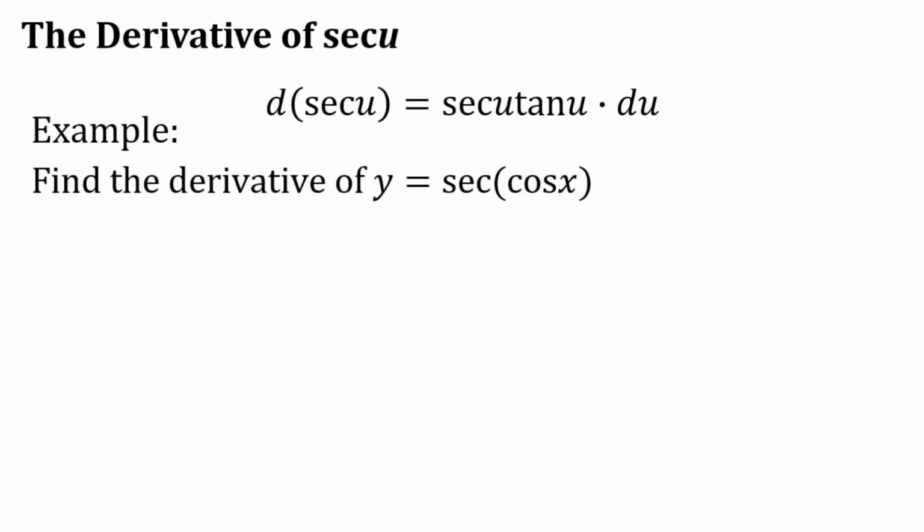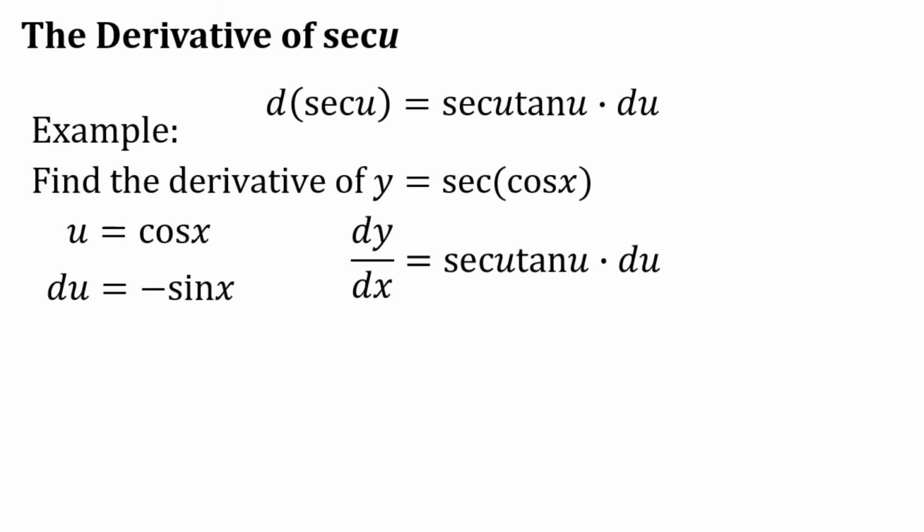Now let's have the derivative of secant u. The derivative of secant u is equal to secant u tangent u times du. For example, find the derivative of y equals secant cosine x. Our u here is obviously cosine x. So du is equal to negative sin x.